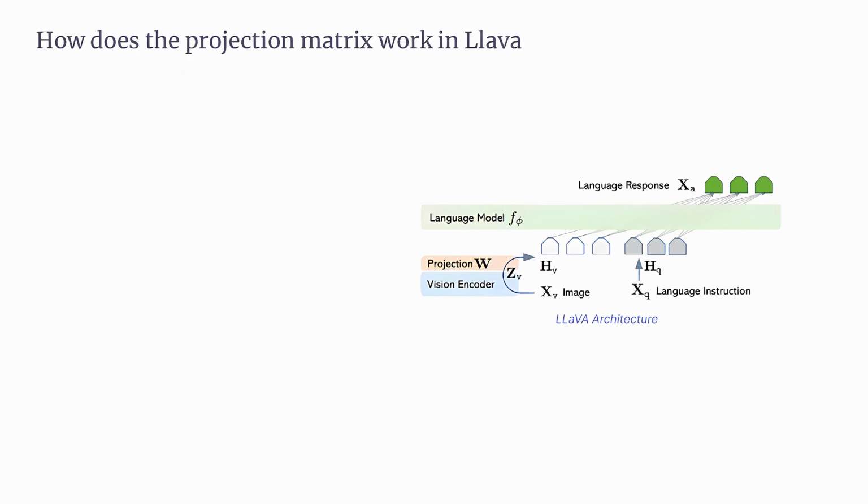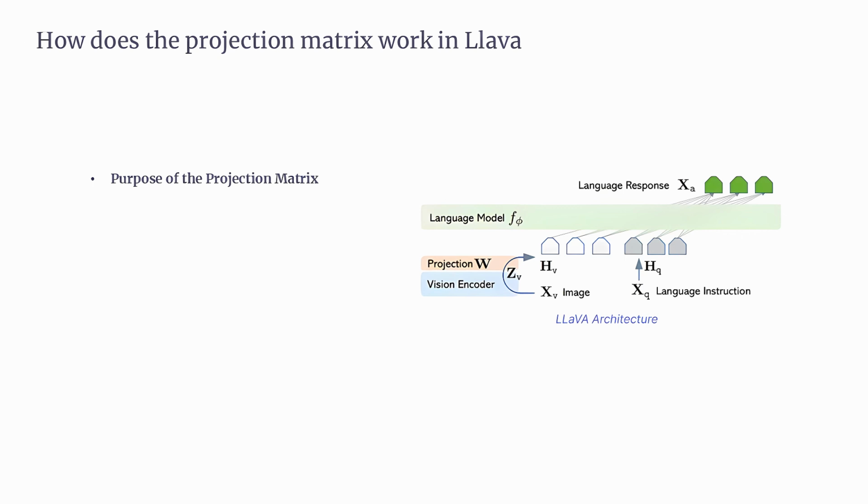Now, let's go over how the projection matrix in LLaVA, Large Language and Vision Assistant, works and why it's so important for integrating visual and textual data. The first, purpose of the projection matrix. The projection matrix acts as a bridge between the visual and language components of the model.